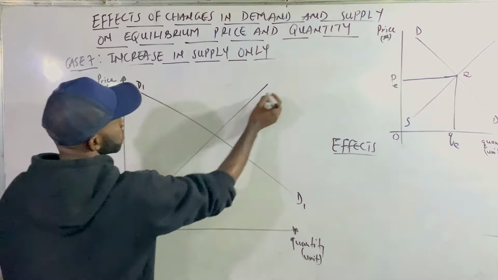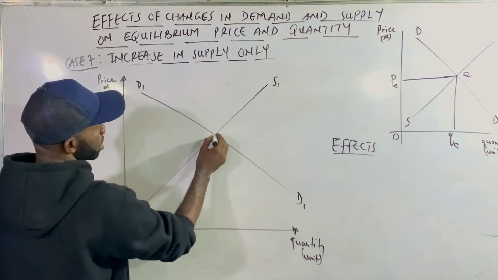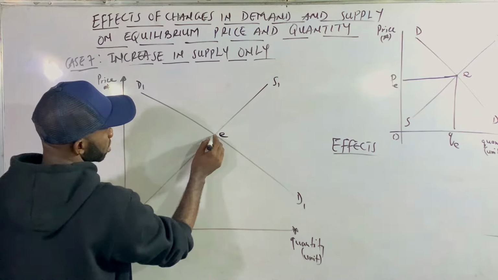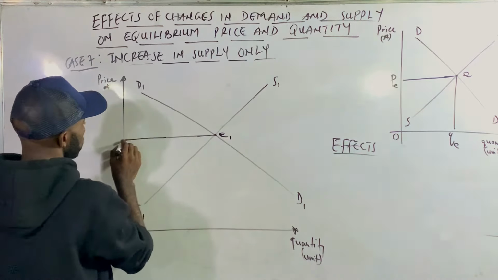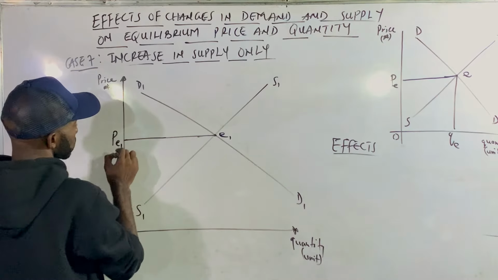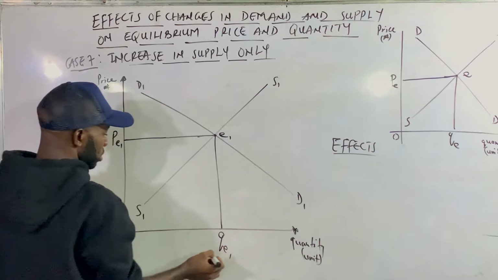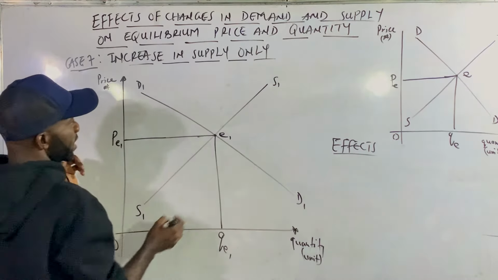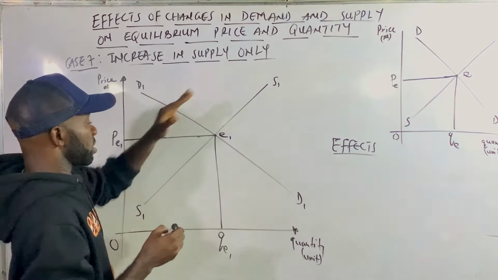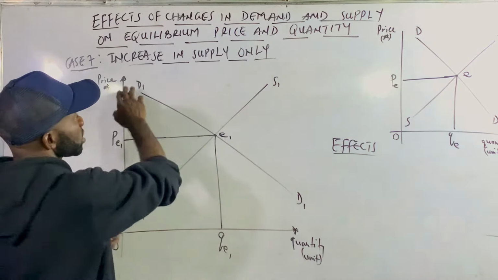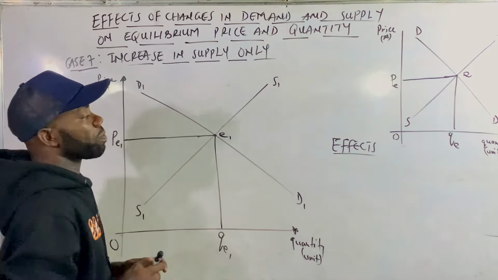D1, S1. At the point of intersection, we have the equilibrium point 1, and we trace it to the price line. It gives us equilibrium price 1. Quantity, it gives us equilibrium quantity 1. And then we go into the instruction. The instruction says increase in supply only. Increase in supply is a rightward shift of the supply curve.